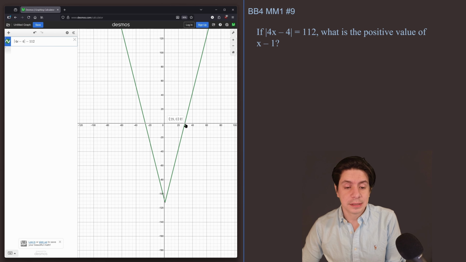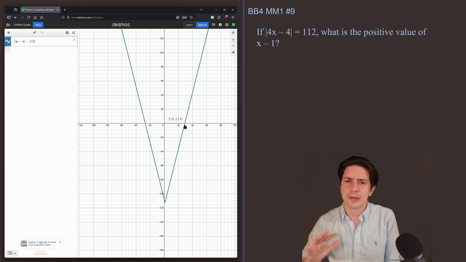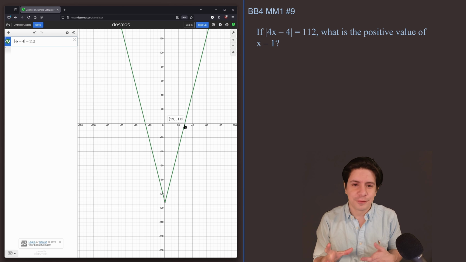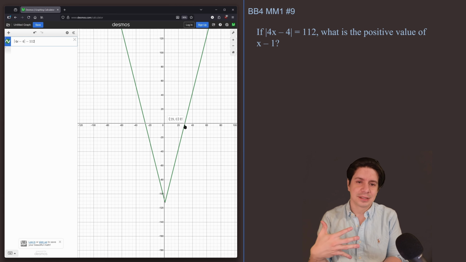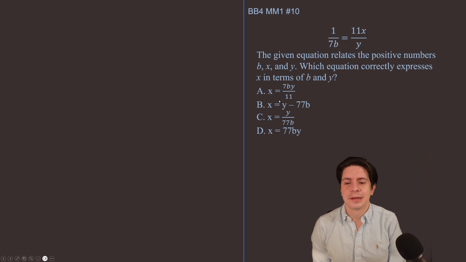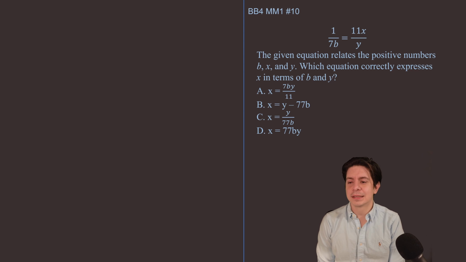Then here it is, x is 29, subtract 1, you get 28. Either way works. I kind of like the first one, it's kind of more fun, but Desmos is basically just as easy.